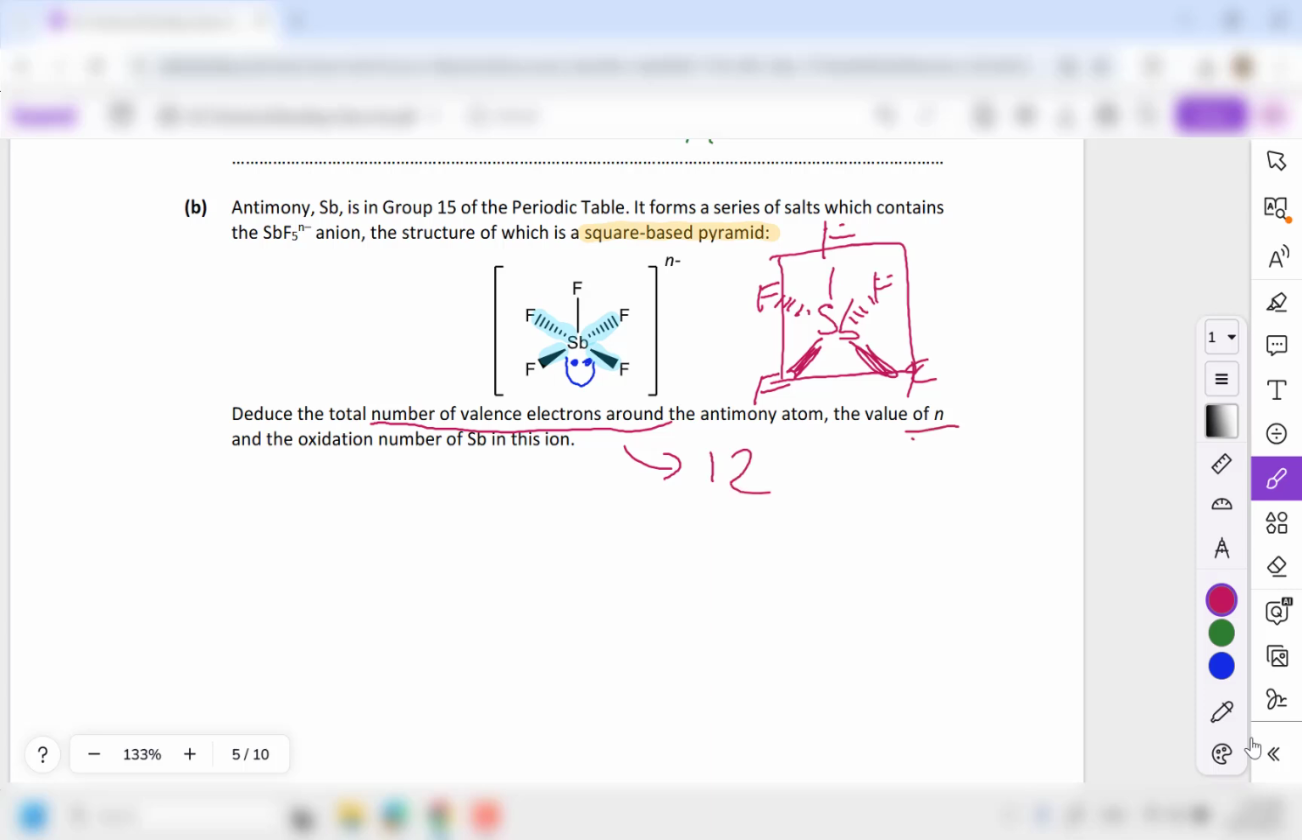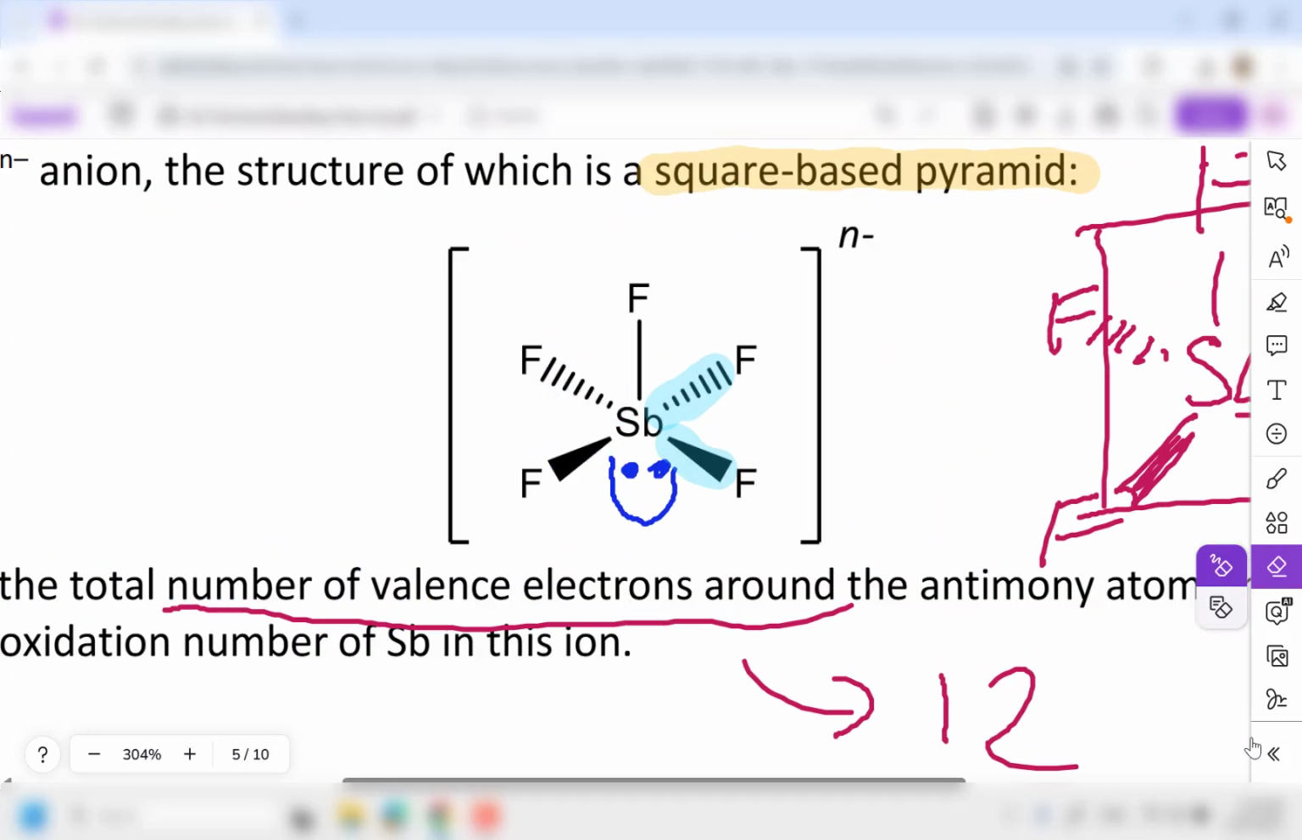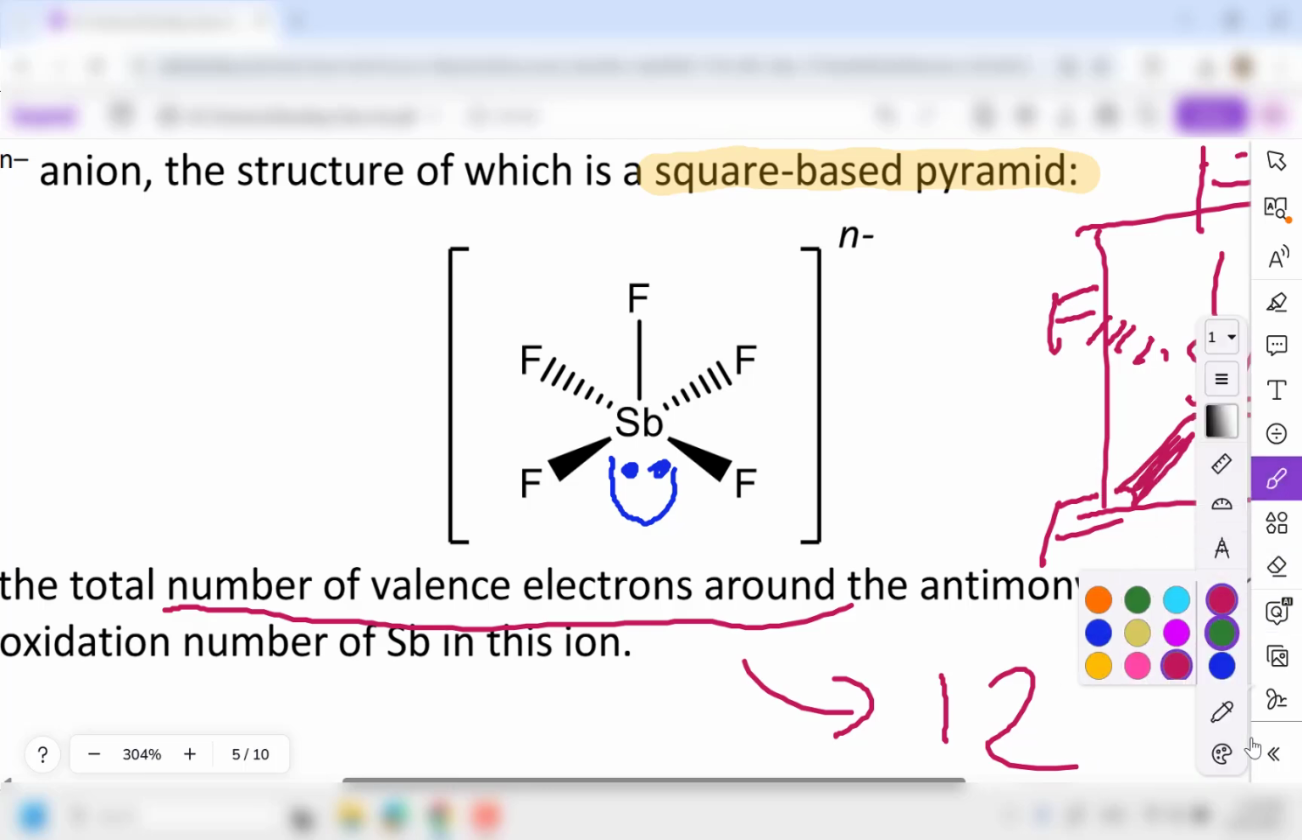What about the value of n? This might pose a little difficulty for some students. So how do we attempt this question easily? One way to go about doing that, maybe I zoom in and erase this part off, is that we are aware that antimony is in group 15, so therefore it has 5 valence electrons. So that means that in this case, 2 of the valence electrons are now part of the lone pair. So there will be 3 more valence electrons being used to form a bond with fluorine.